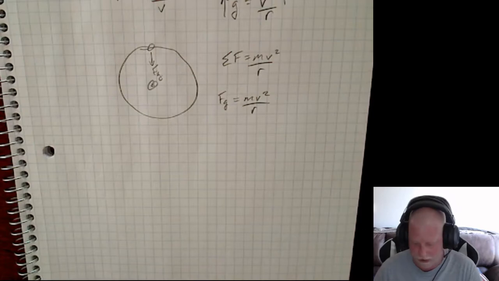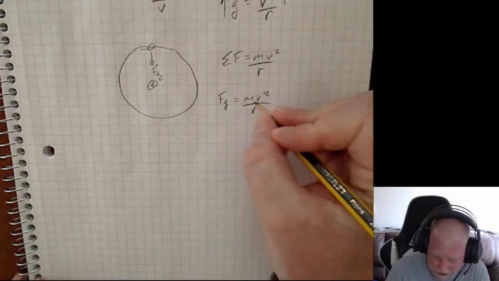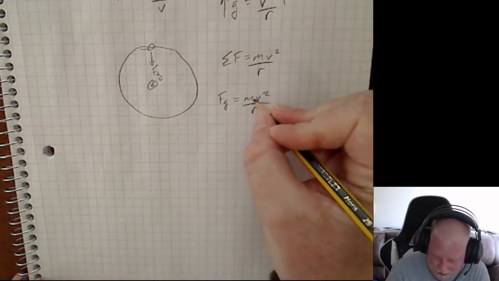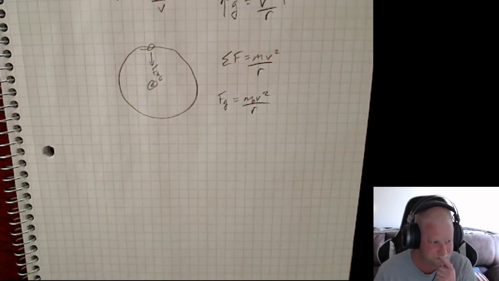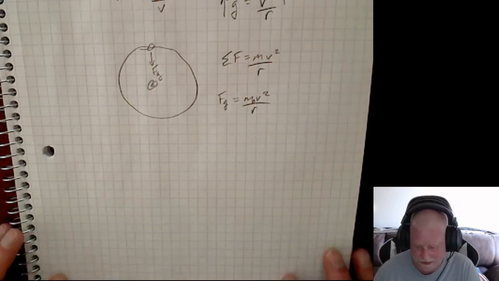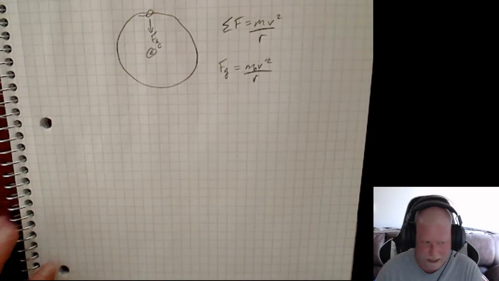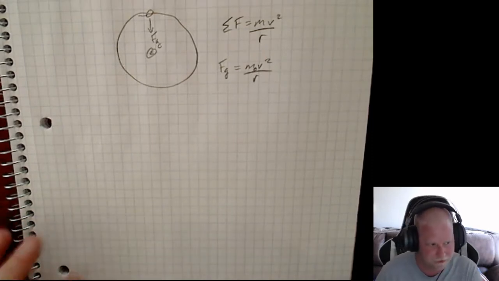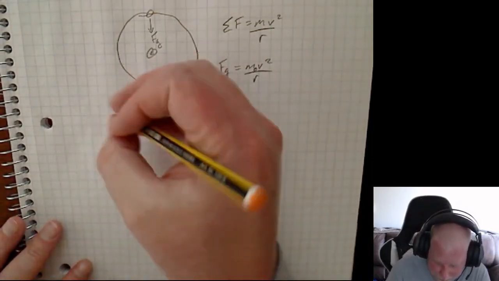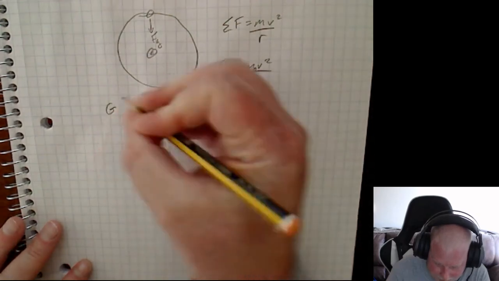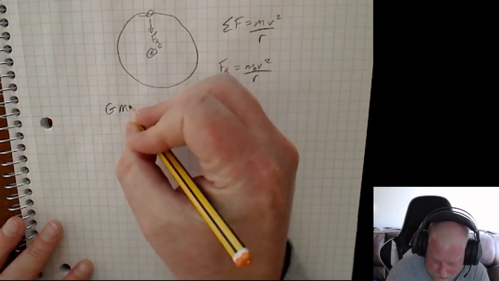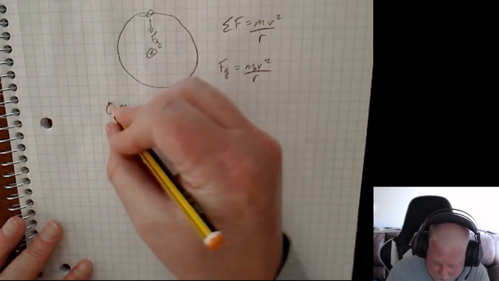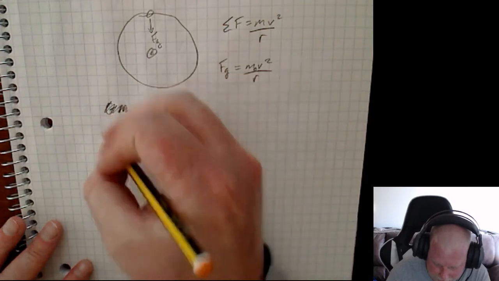And so let's be a little more generic here and define what this mass is. This is the mass of the object in orbit. So let's call it m sub o, right, for a massive object. Now we can take this a step further. We know the law of universal gravitation tells us that force of gravity is equal to G times two masses.